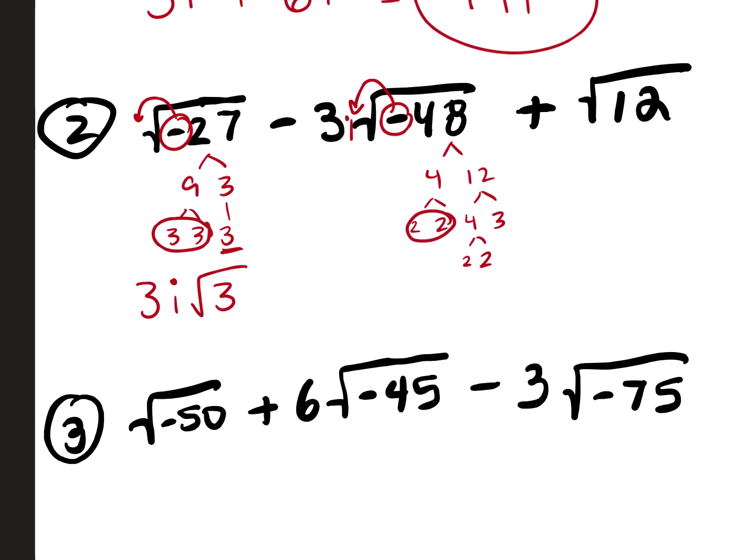I have a group of 2's here and a group of 2's here. So what is going to come to the outside? 4. What did I already have on the outside? Negative 3i. So this would be what on the outside? Negative 12i. Perfect. That 4 that we take out, we multiply to the 3. And then what stays on the inside? What didn't get circled? 3.